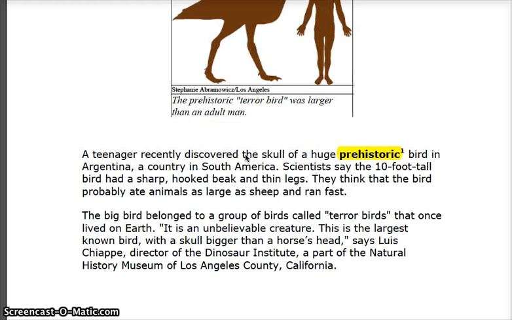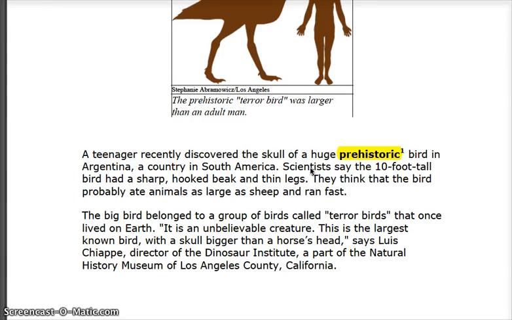Now, let me also go over some other words, okay? If you look at this word right here, it's Argentina. Say the word Argentina. So Argentina is a country in South America. Say South America. Okay. And this word is scientist. Say the word scientist.